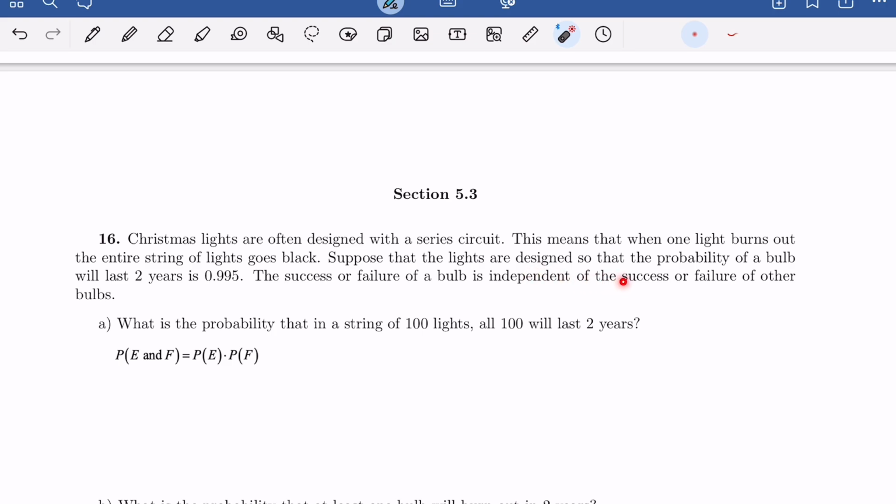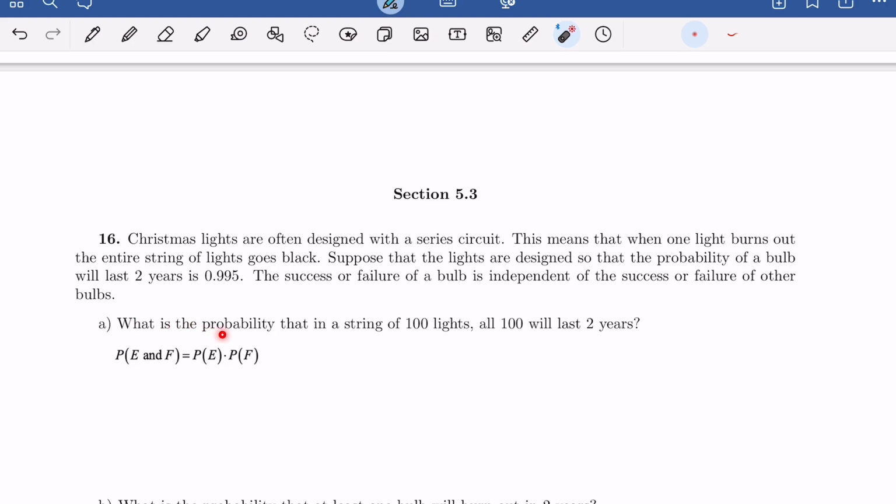So suppose that the lights are designed so that the probability of a bulb lasting 2 years is 0.995. And we're told that the success or failure of a bulb is independent of the success or failure of other bulbs. So although when one light burns out, the rest of the string lights goes black, that doesn't mean that the rest of these lights actually failed. It doesn't mean that they actually burned out. This just happens due to this design here. So we are dealing with independent events.